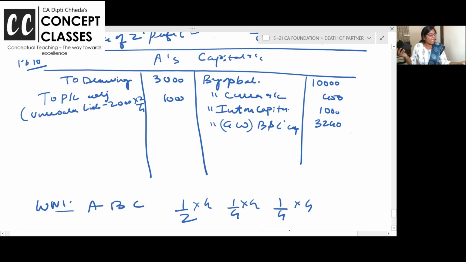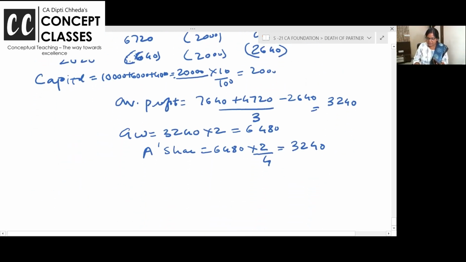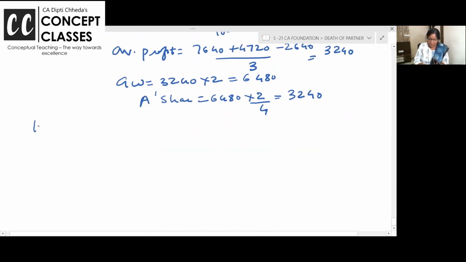Now, I am taking insurance. Maturity value is 10,000 and surrender value is 20%. See, this is a separate policy. Working note 3 banao. Separate policy method. Separate policy method.